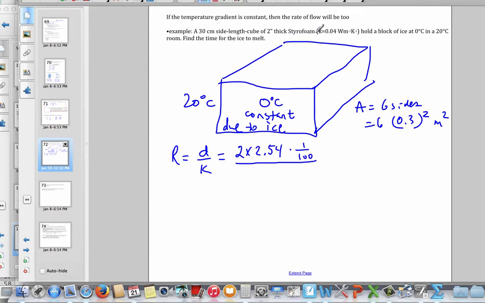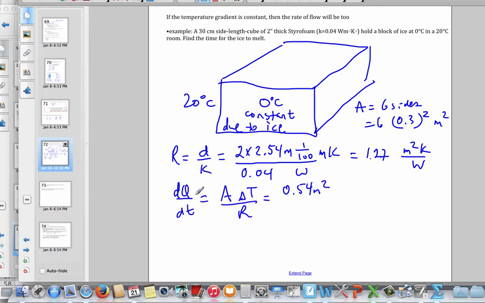And then the thermal conductivity of the styrofoam is given. It's 0.04 watts per meter Kelvin. And then this is also going to have units of meters, this bit right here. So I'll put it in here maybe. And then we're going to get meter squared Kelvin per watt out of this. So the value is 1.27 meter squared Kelvin per watt. Now that's a bit of an awkward unit, but you'll see that it works out nicely.